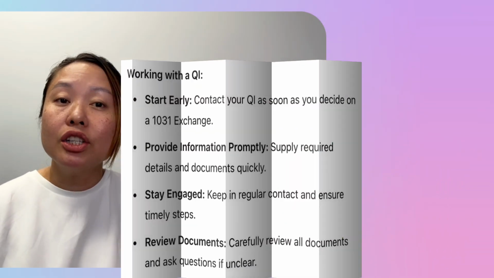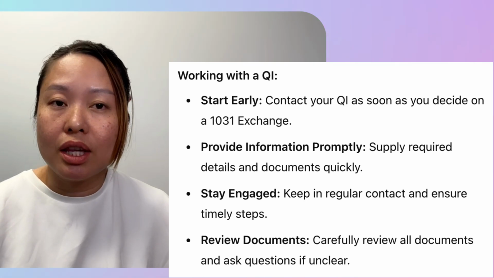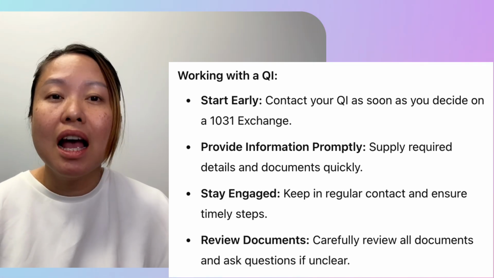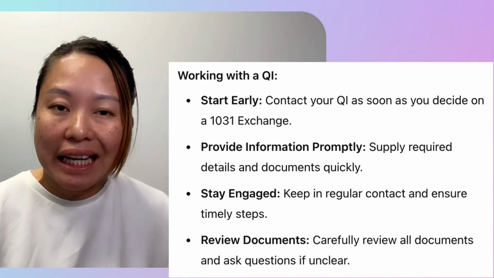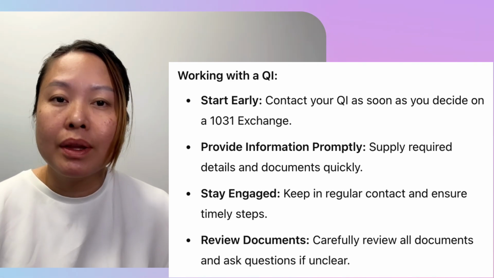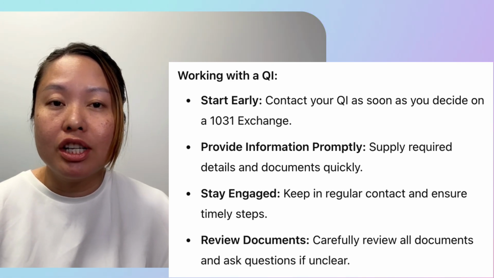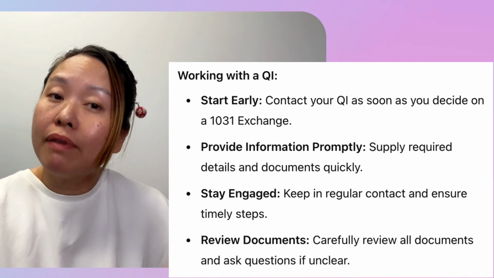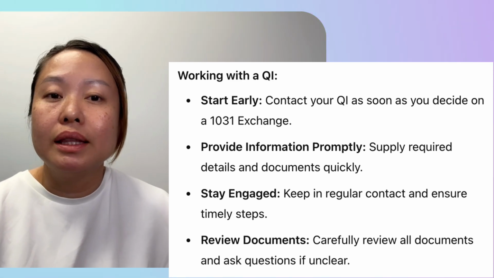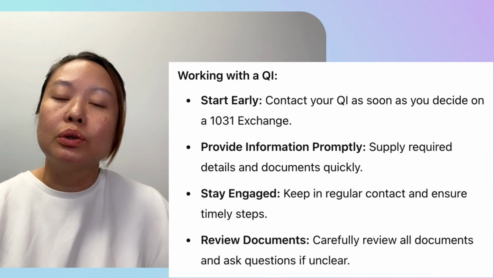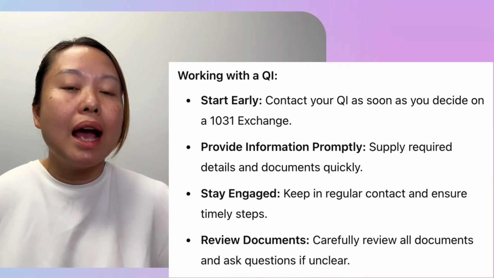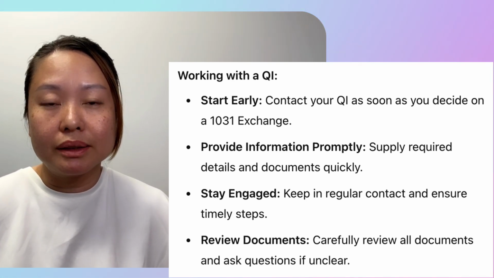When you work with your qualified intermediary, once you have selected a QI, here are some steps to ensure a smooth working relationship. First, you want to initiate the process early. Contact your QI as soon as you decide to do a 1031 exchange. Early involvement helps ensure that all necessary steps are planned and executed properly. The second thing is to provide necessary information promptly. Be prepared to provide all required information and documents promptly. This includes details about the properties involved, contracts, and identification of replacement properties.